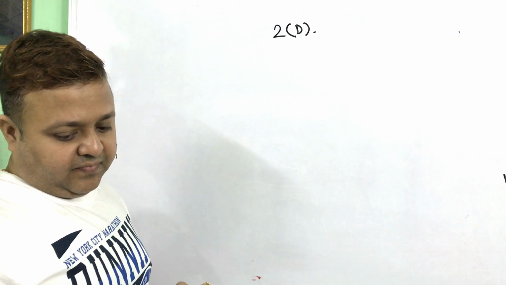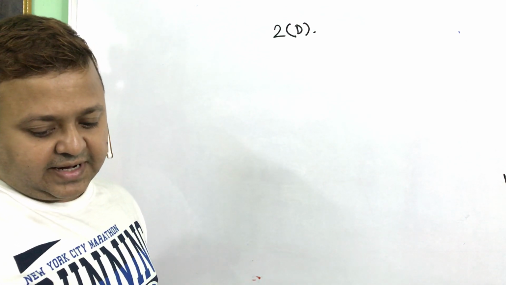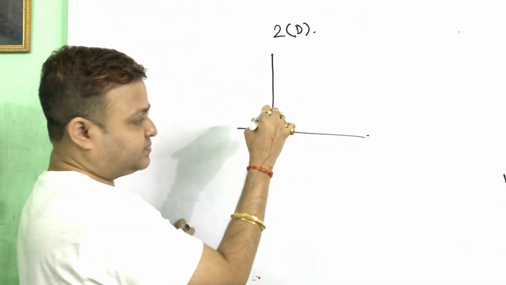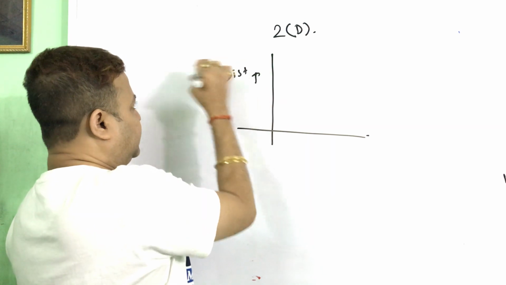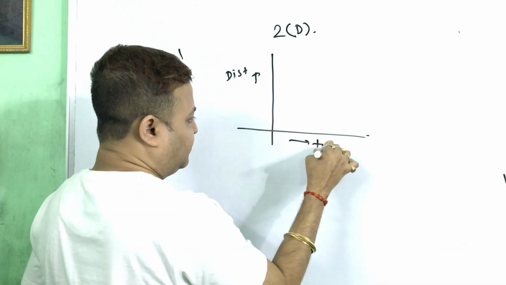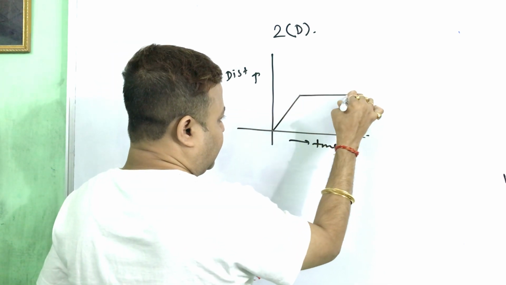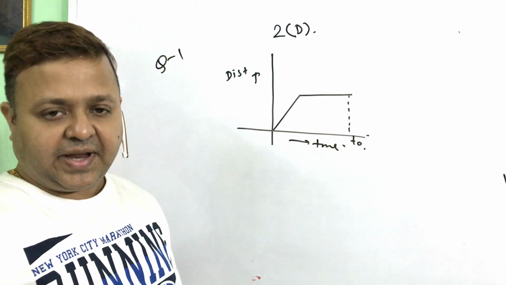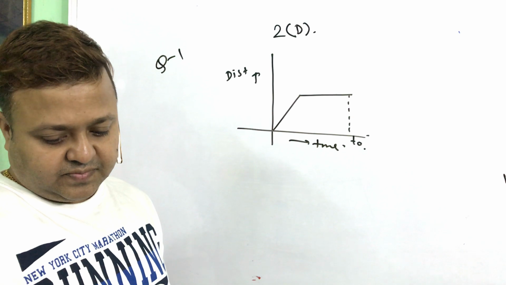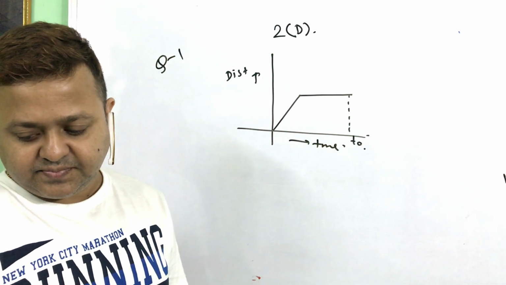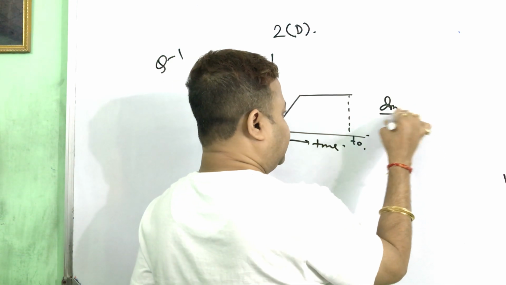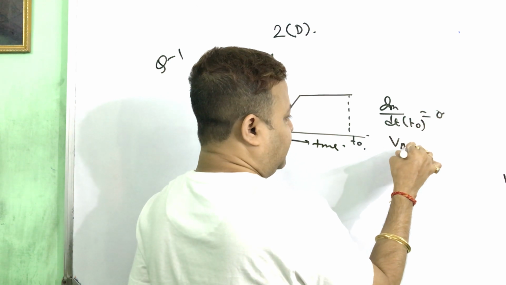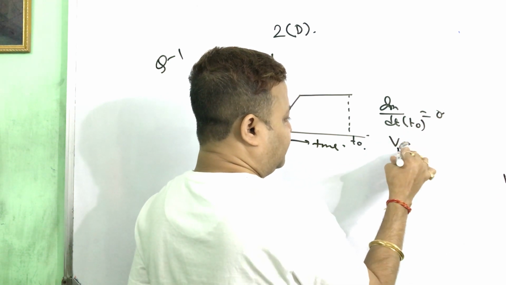Question number 1. For the distance time graph, the speed at t equal to 0. কি ছিল ডিস্টেন্স টাইম গ্রাফটা? Distance, this is question number 1, time. At t equal to 0, the slope of the distance time graph gives the speed. Here the slope is 0, that is answer is 0. That is dx by dt at t equal to 0 is 0. So the speed at t equal to 0 is 0.